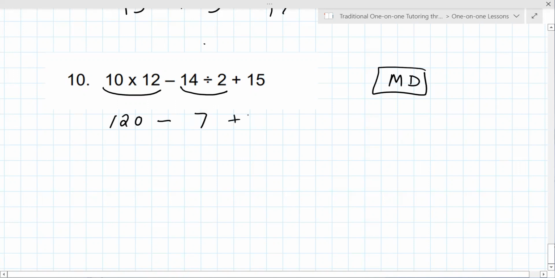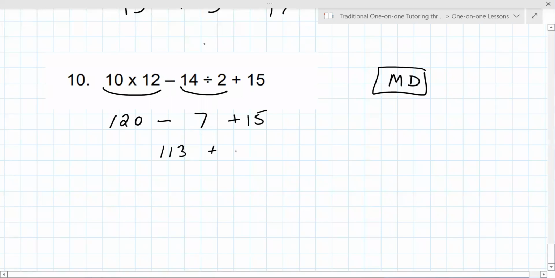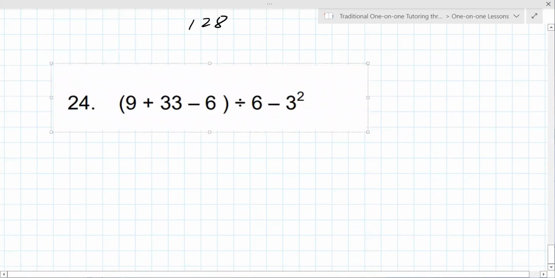Okay, and then carry it out from here, please. 120 minus 7 is 113. And then you're going to add 15 to 113, and that would be 128. Yes, 128. Okay, let's take a look at another question here.